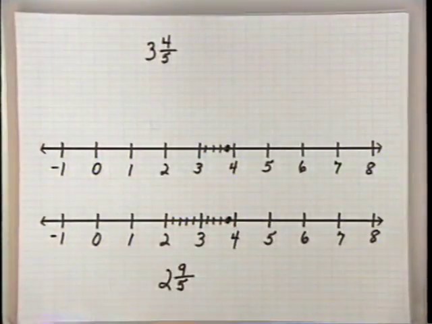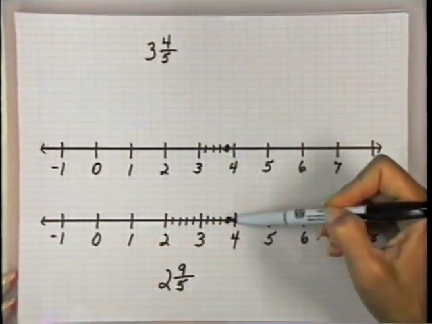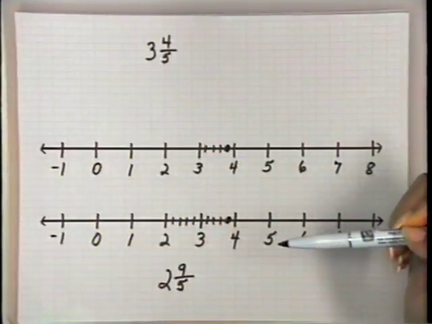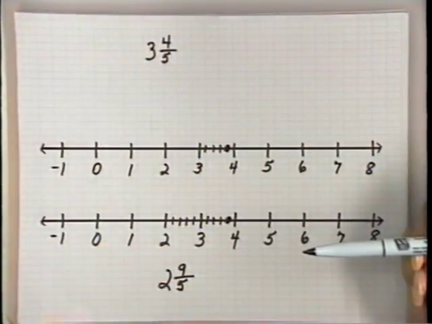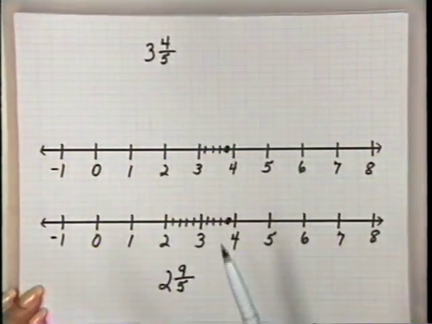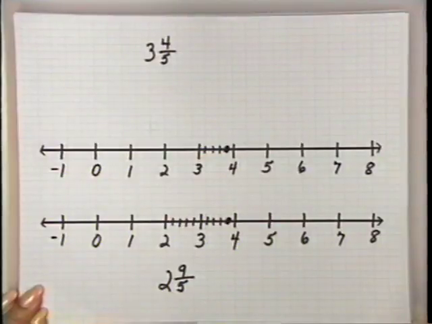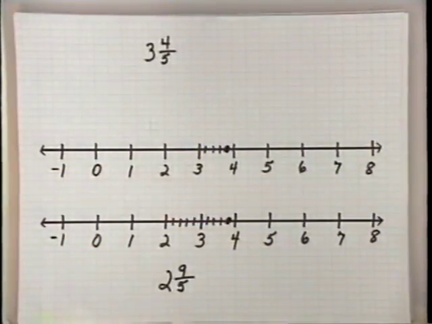Do you notice anything? What about these 2 points? They are at the same place on the number line, aren't they? Why is that? That's because 3 4/5 is the same number as 2 9/5. That's why they are at the same point on the number line.